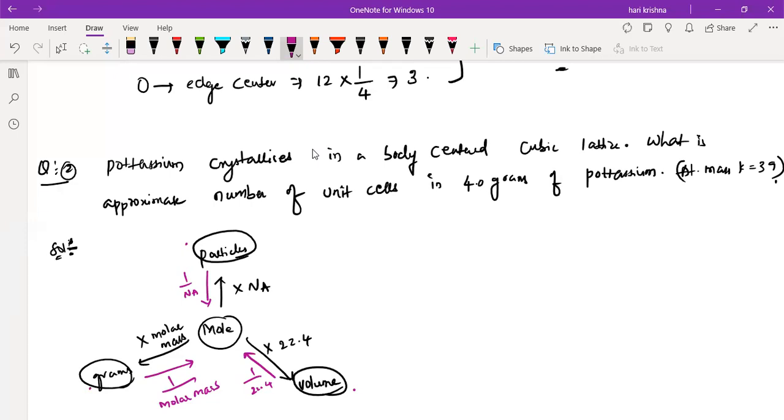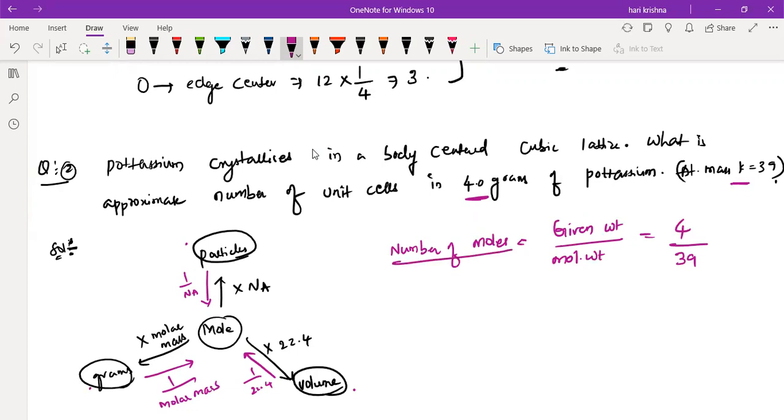Now what is given? The given weight is 4 grams, the atomic mass is 39 grams. Can you tell me the number of moles here? First, the number of moles is equal to the given weight by molecular weight. The given weight is 4, the molecular weight is 39. This is the number of moles.